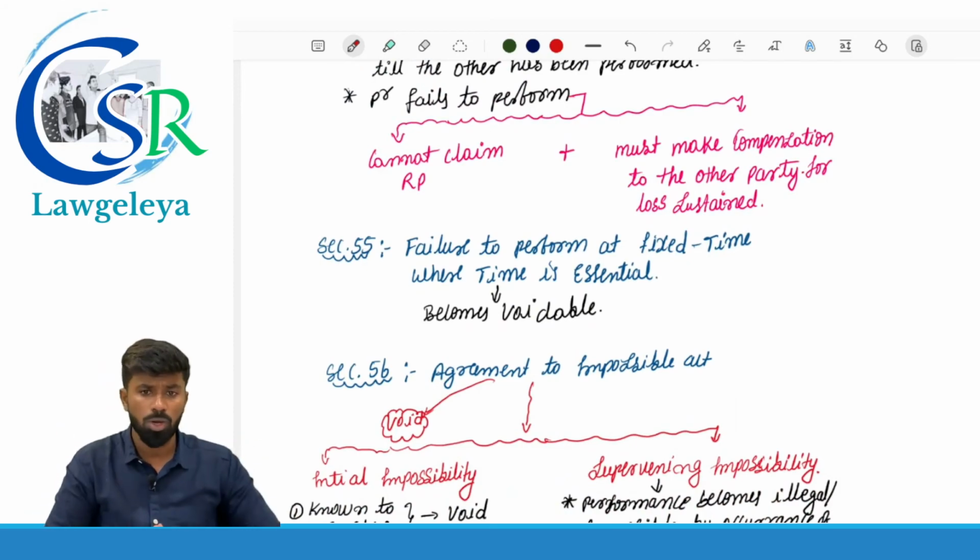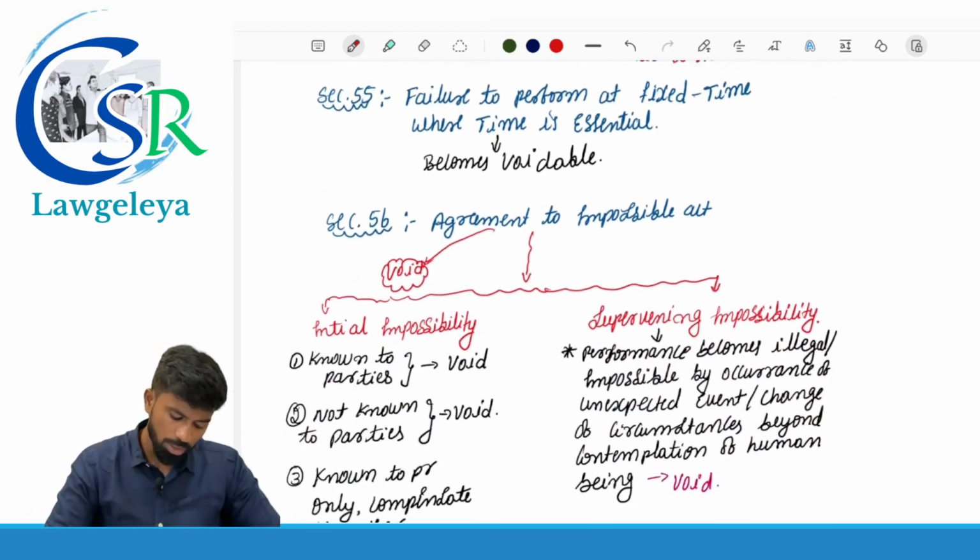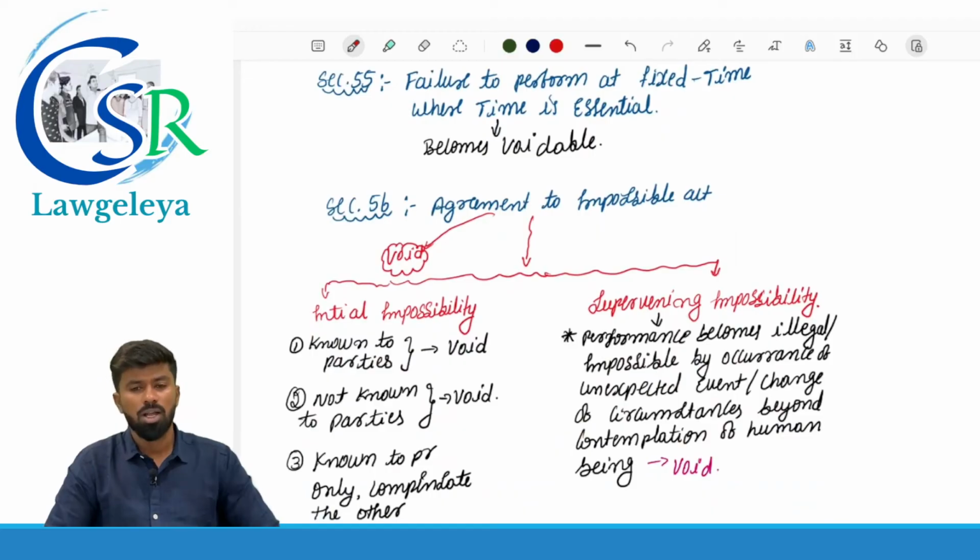Then Section 55, failure to perform the reciprocal promise where time is of the essence. The contract becomes voidable at the option of the other party. Section 56, agreement to do an impossible act. Is any agreement to do an impossible act valid or void? Void, because one of the essentials of a valid contract is that it must be possible to perform.